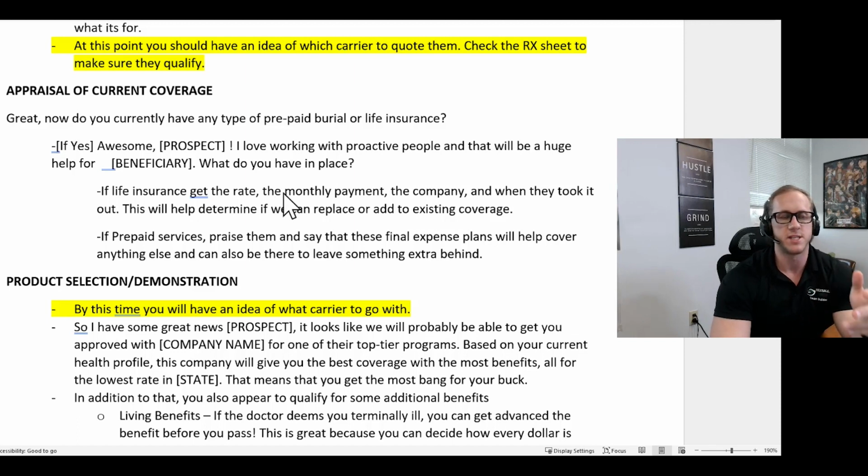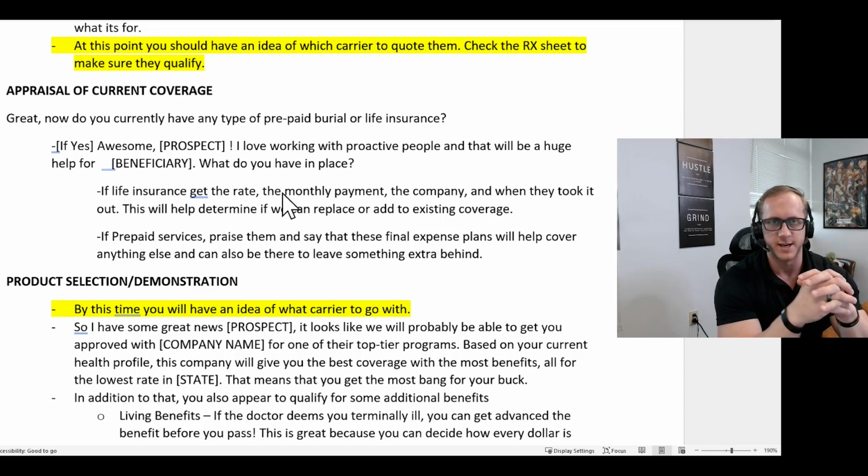And this could happen too. Say someone's like, yeah, I got a policy 10 years ago. I pay $40 a month for like twice the amount of insurance that you're quoting me right now. Cool. Well, let's just do a policy review, make sure everything is intact. Now, how you do a policy review is like this. Say they're like, I have a program with XYZ company.